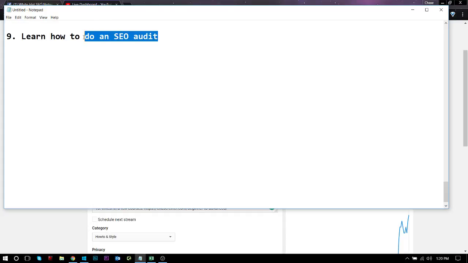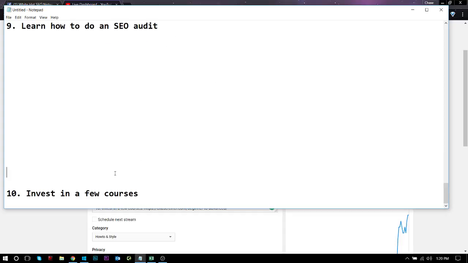This is literally the lowest barrier to entry that you can use to get clients in the door, show them exactly what needs to happen on their site, and then be able to fix the things that are going on with their site based off that audit.